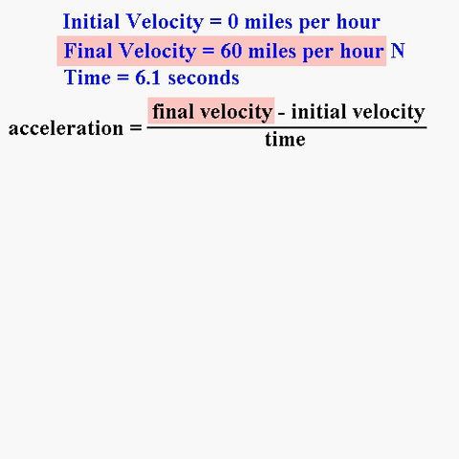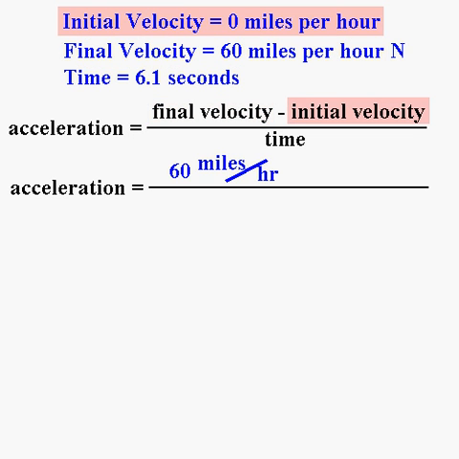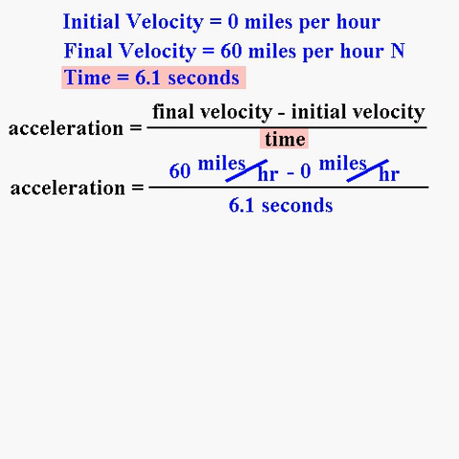The final velocity is 60 miles per hour. The initial velocity, 0 miles per hour. The time, 6.1 seconds. So the acceleration is 60 miles per hour minus 0 miles per hour over 6.1 seconds, right? Wrong. We have a terrible problem in our equation.